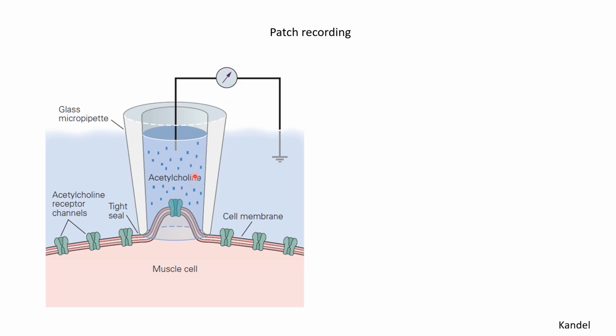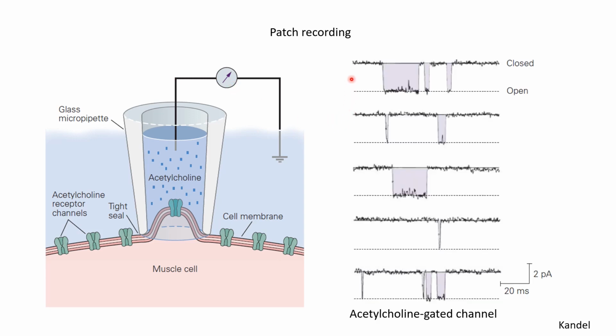Now if we have acetylcholine in the electrolyte, then it can go and bind to the ion channel and can open the ion channel. And whenever the channel opens, there will be current through the channel, and then we will be able to measure that current on our recording apparatus. So here is what the recording may look like. So there may be zero current at some points, which means that the channel is closed. And whenever the channel opens, we will see some deflection in the current here.